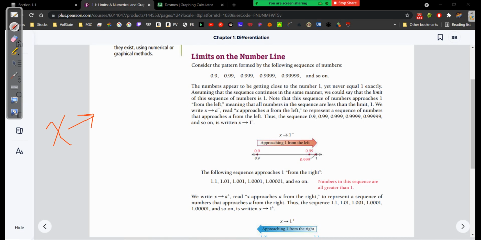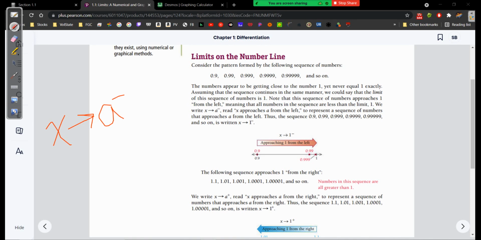This notation has hopefully been seen by you before in a pre-calculus course. And then we're approaching some number. In this particular case, we're using the variable a. So x approaches a, and then we're going to put a minus sign, meaning from the left. Okay. And of course that makes sense, right?